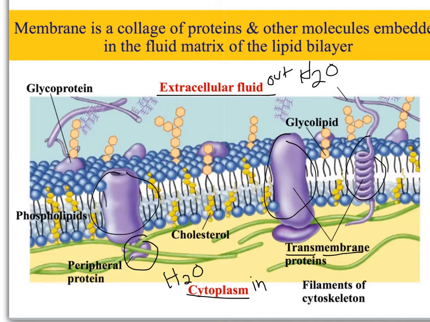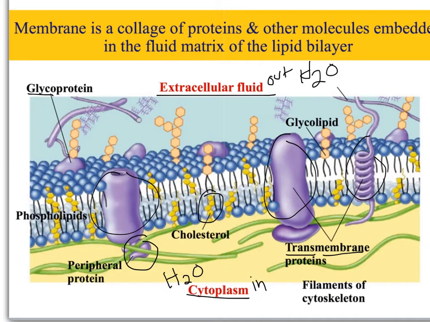You should write that down, and that's actually going to be coming up on the next slide to give you a better definition. But transmembrane proteins go all the way through. Peripheral proteins only go on one side. Cholesterol, we talked about how cholesterol is found within the tails of the cell membrane and how it helps to give it some structure.